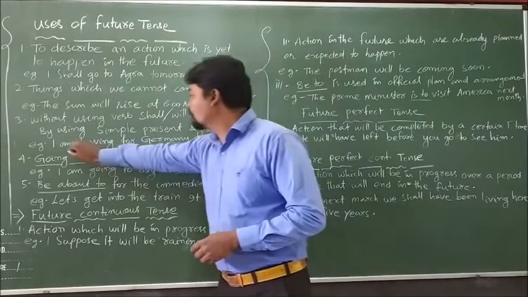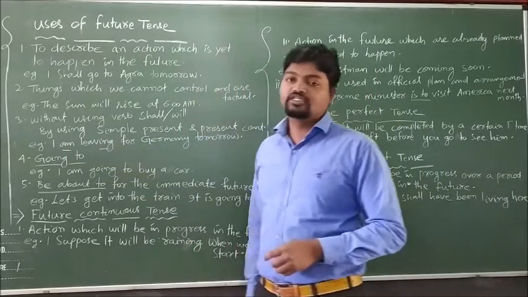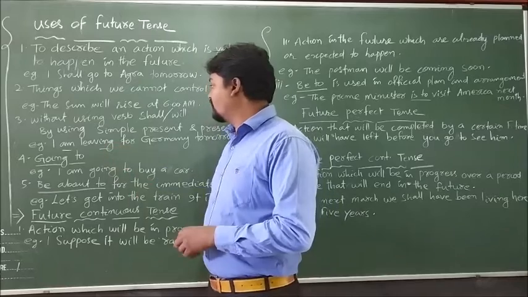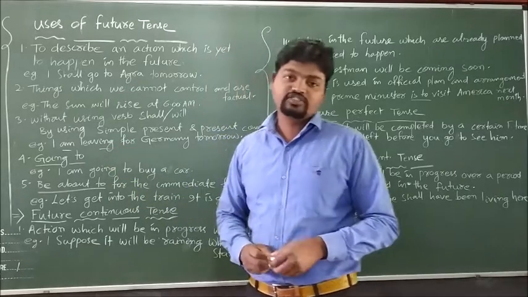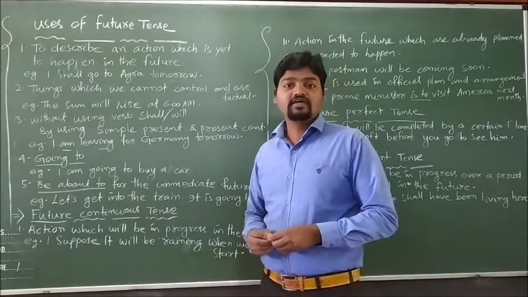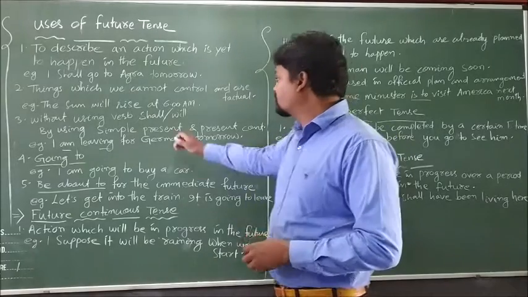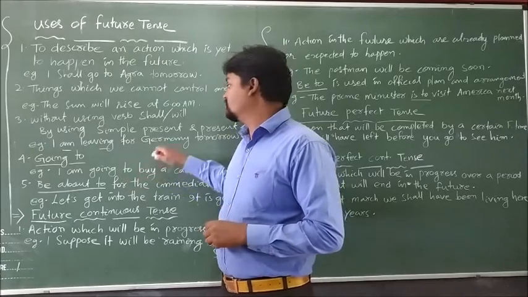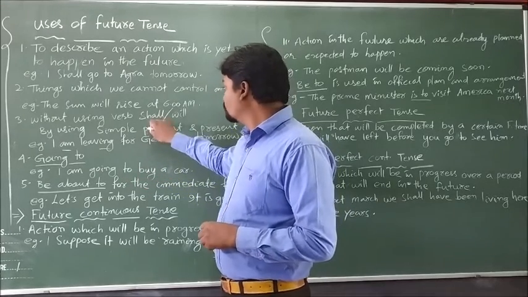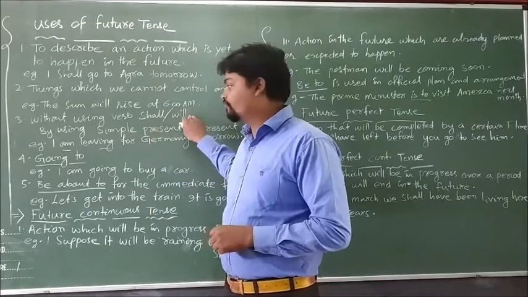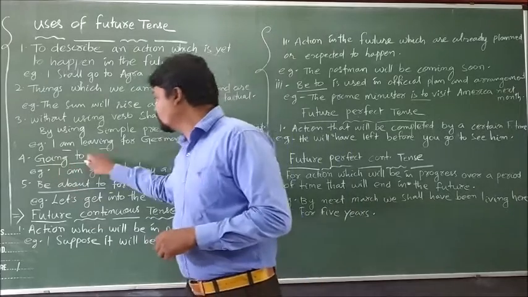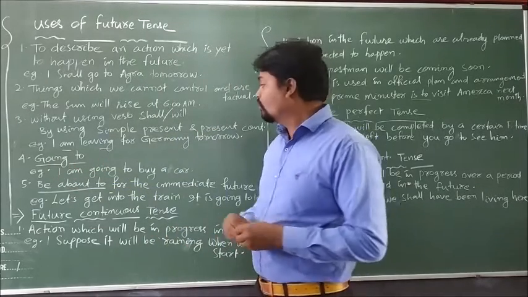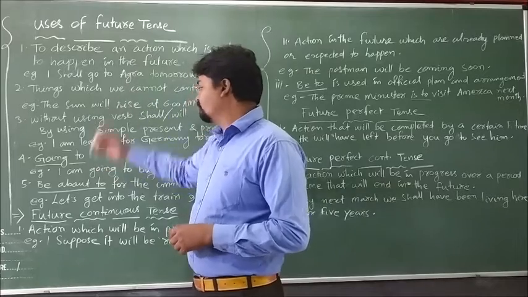We have used what? Am plus ing. Verb plus ing, right? It is present continuous tense. Already we discussed it in the previous classes, right? But we have used the sentence as a simple future tense, right? Without using shall and will. Next, going to. By using going to, we can use simple future tense.